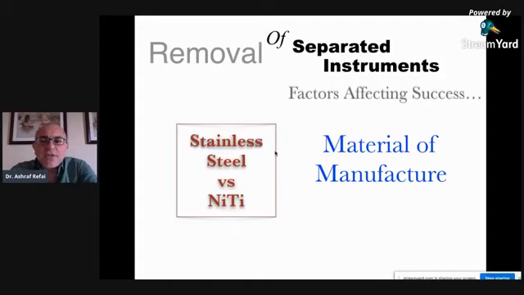Also, the material of manufacture is an issue. I prefer removing stainless steel instruments, because when you use ultrasonic instruments on NiTi instruments, they tend to chip off and break, while stainless steel instruments are more robust. When you use ultrasonics around them, they don't absorb the energy, and they don't fracture and chip off as nickel titanium instruments do. So in general, stainless steel instruments are a little easier to remove than NiTi instruments.